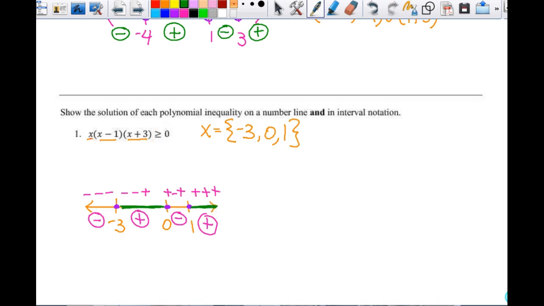Then I also have to write it in interval notation, so I'm going from -3 to 0. And these are closed circles, so these are brackets, they are included. And then from 1 to infinity. Never include your infinities. Okay. All right, next one.